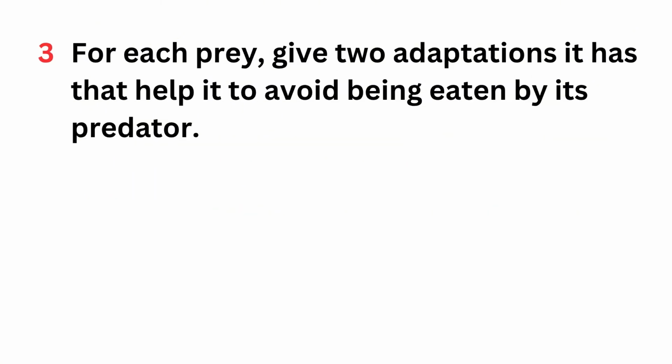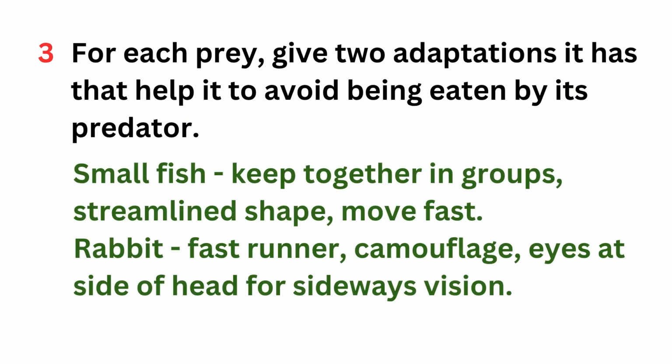Question number 3. For each prey, give 2 adaptations it has that help it to avoid being eaten by its predator. Small fish: keep together in groups, streamline shape, move fast. Rabbit: fast runner, camouflage, eyes at side of head for sideways vision.